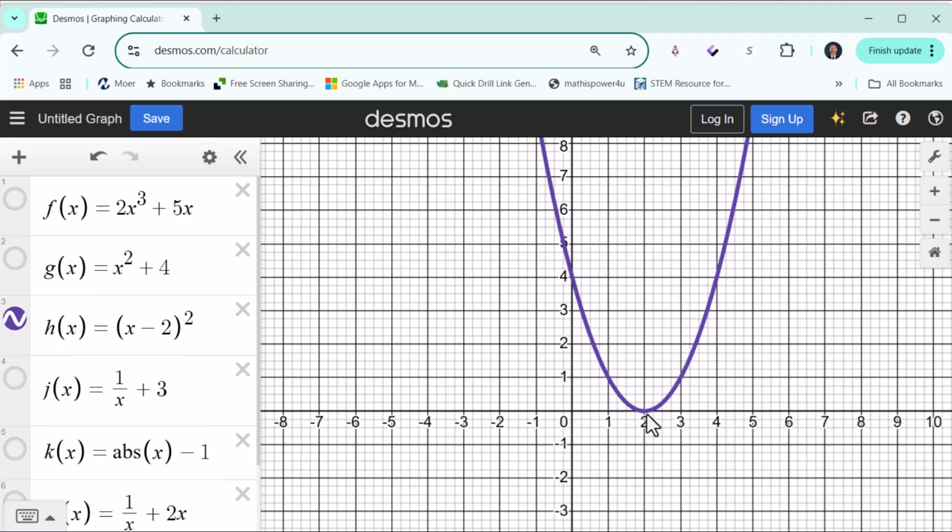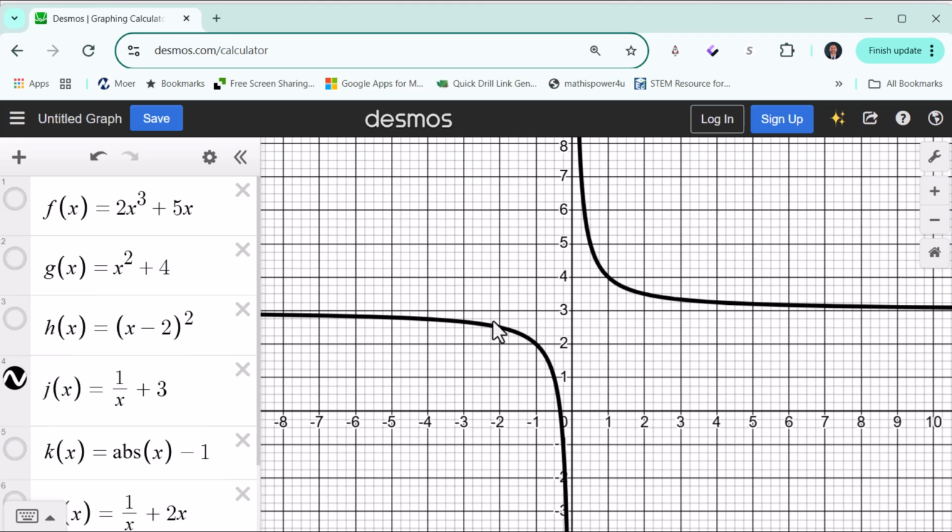However, if the graph was shifted left 2 units, it would be an even function because it would have symmetry about the y-axis. And then finally for j of x, again, j of x does not have rotational symmetry about the origin or about the y-axis. However, if the graph was shifted down 3 units, it would have rotational symmetry and be an odd function.